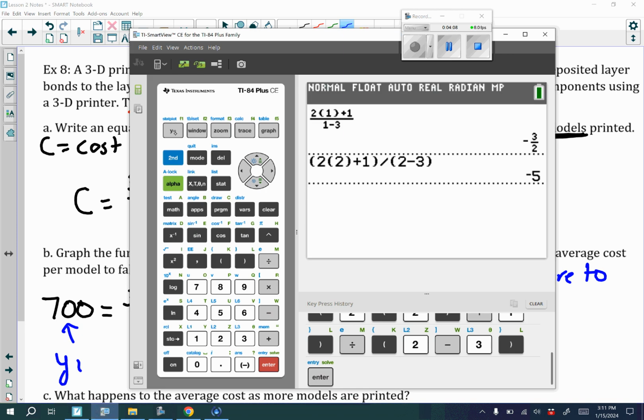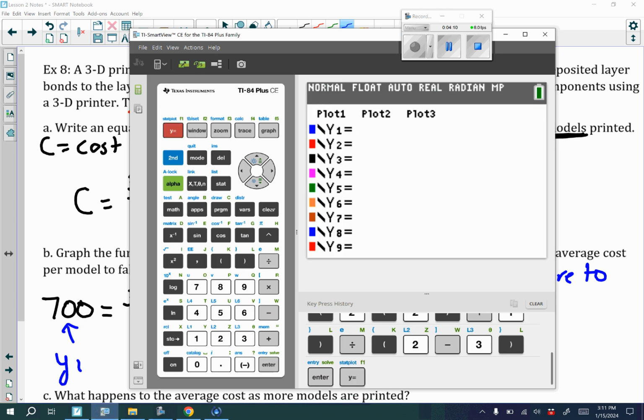Press Y equals. If you need to clear any functions, make sure you do that by pressing clear. I do 700. Now, if you have an older version of your graphing calculator, you'll have to use parentheses. So you'll do parentheses, and then it'll be 300M, or in this case, since we don't have M, we use X.